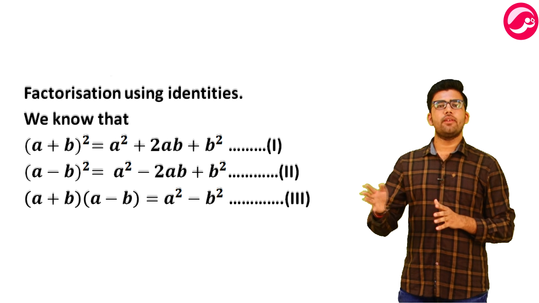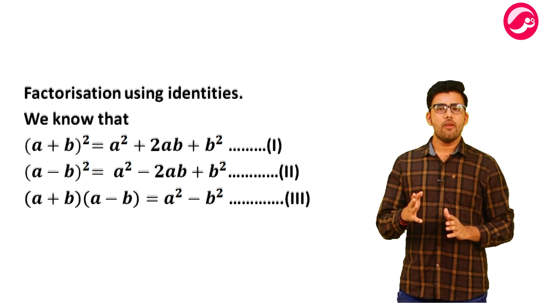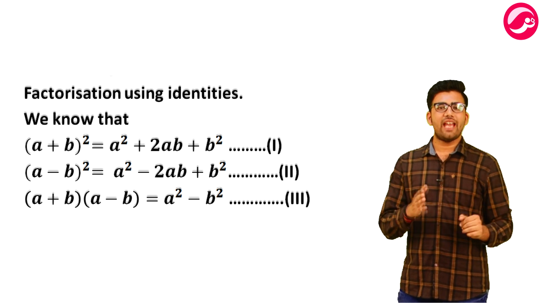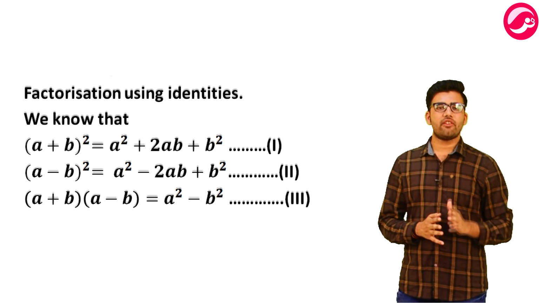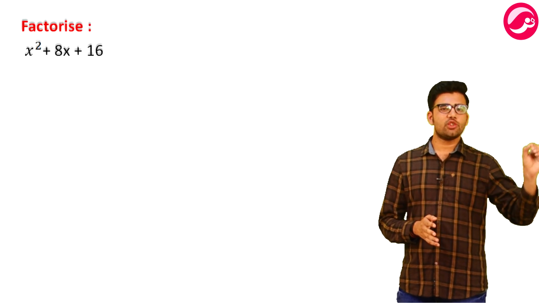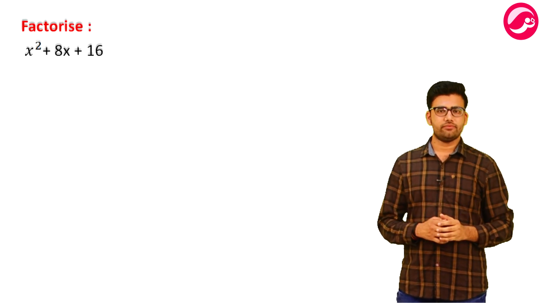What we observe in the given expression: if it has a form that fits the right hand side of one identity, then the expression corresponding to the left hand side of the identity gives the factorization we require. Let us take an example. Here, factorize x square plus 8x plus 16.